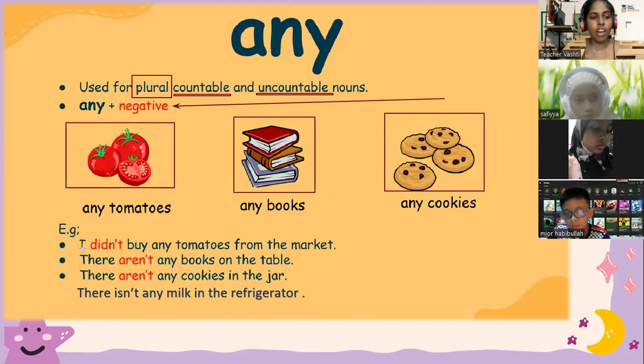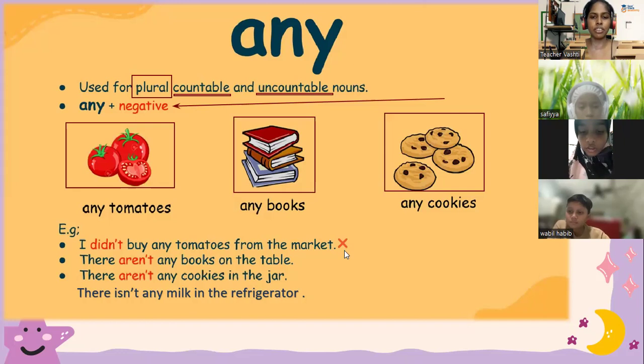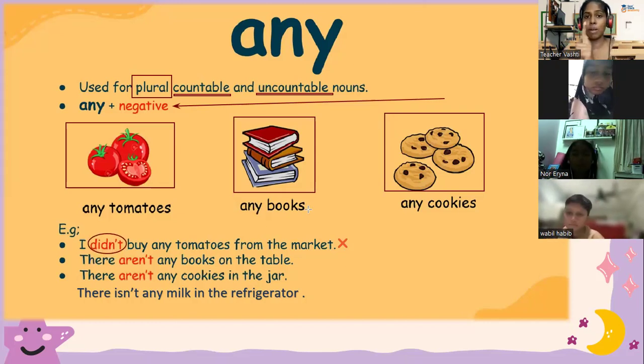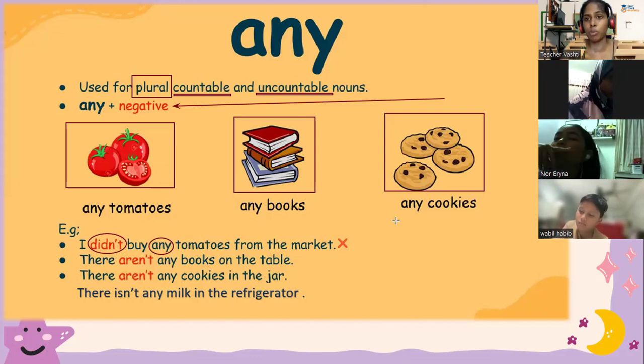But negative. For example, I didn't buy any tomatoes from the market. Ayat ni positif ke negatif? Negatif. Why negative? Sebab ada didn't. Very good. Kalau ada maksud didn't, kalau ada maksud tak ada, no. You have to use any tomatoes. Tak boleh guna some tomatoes. I didn't buy some tomatoes. Salah. I didn't buy any tomatoes from the market.